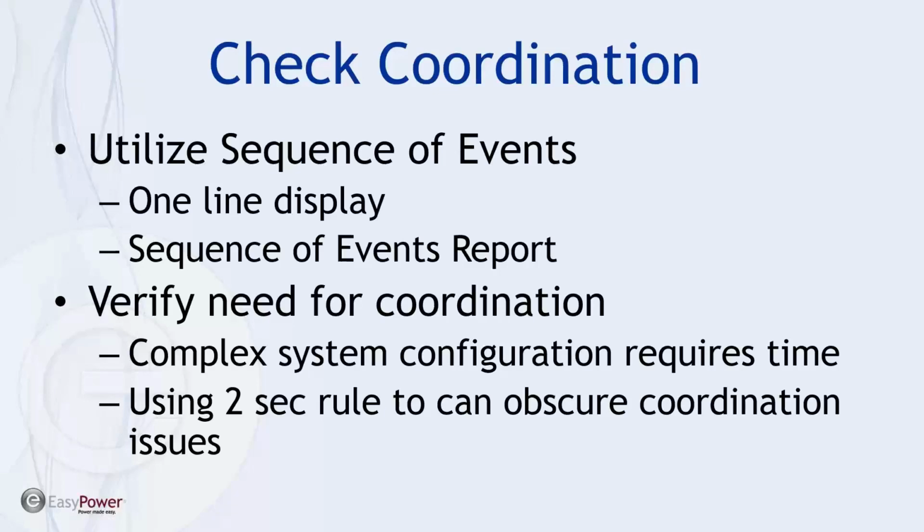One thing I want to understand is that frequently people will use the 2-second rule as an initial setting, and I discourage that because it can obscure coordination issues if we have a problem. So before I automatically start applying a 2-second limit on calculations, I want to look at the verification of the coordination model.